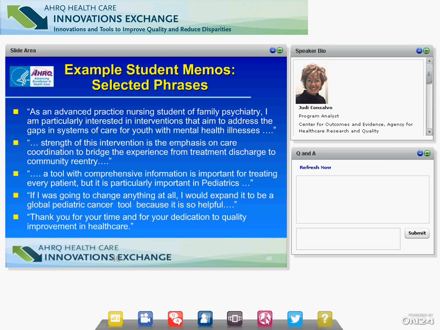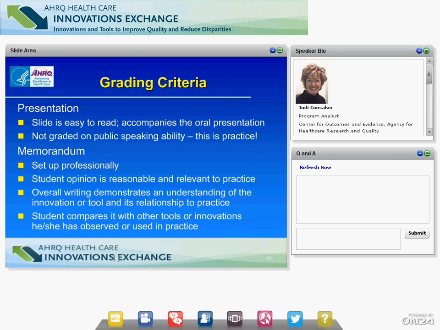Next slide is my grading criteria. Needless to say, the slide needs to be easy to read, and it accompanies the presentation. We all hate presentations where someone reads their slide, and you can see that they've used the visuals. They are not graded on their public speaking ability, which actually makes them more relaxed. I tell them that at the beginning.